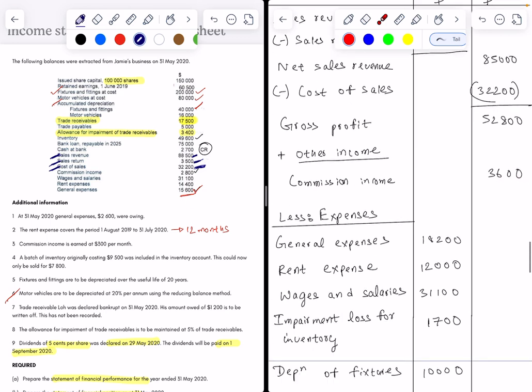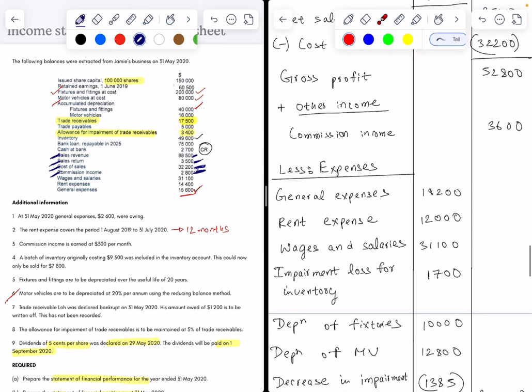Next, we subtract all the expenses, starting with the general expenses, okay? All right, so let me just take the commission income for now. So general expenses of $18,200, which is what we have calculated, including the additional information and the balance that we were given in the list. So we were given $15,600 originally, and then we have added $2,600 of accrued general expenses, which gave us a total general expenses of $18,200.